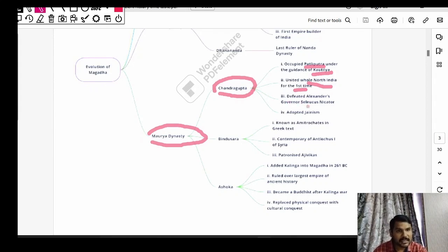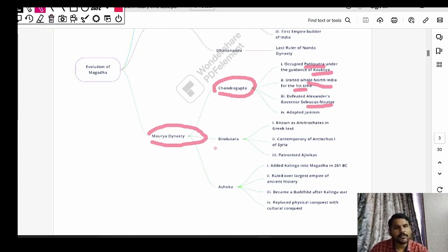He defeated Alexander's governor Seleucus Nicator. So when Alexander went back, he put Seleucus Nicator as the governor of this region. So after Chandragupta Maurya had taken over North India, he even went to the Northwest India and defeated Seleucus Nicator also, and he married his daughter Helena, and he also gave 500 elephants to Seleucus Nicator. All that we'll see in Maurya Empire itself, and it is a continuation of Magadha Empire.